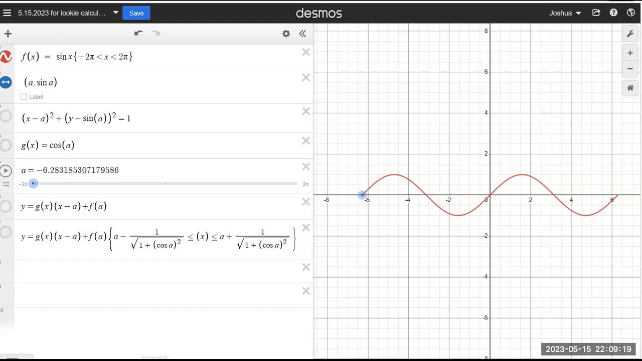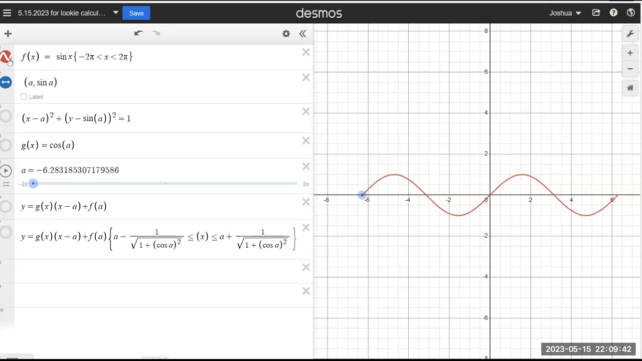We have the function f of x equals sine x, and we restrict the domain so that we see two wavelengths from x equals negative 2 pi radians to 2 pi radians. And you can see it here graphed on the right of the screen on Desmos. That is the sine wave going from negative 2 pi to 2 pi.